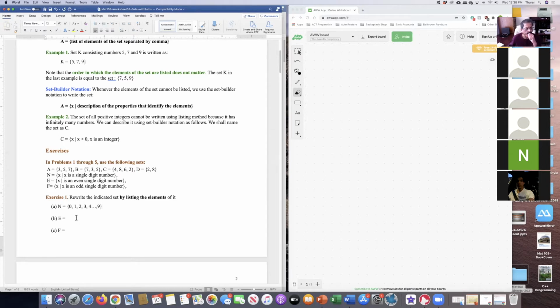Okay, so E says even single digit number. Can somebody tell me what they are? You may have to unmute yourself to answer the question. 2, 4, 6, 8, right? And that's it. Because it has to be a single digit number, the even single digit numbers will be just that.